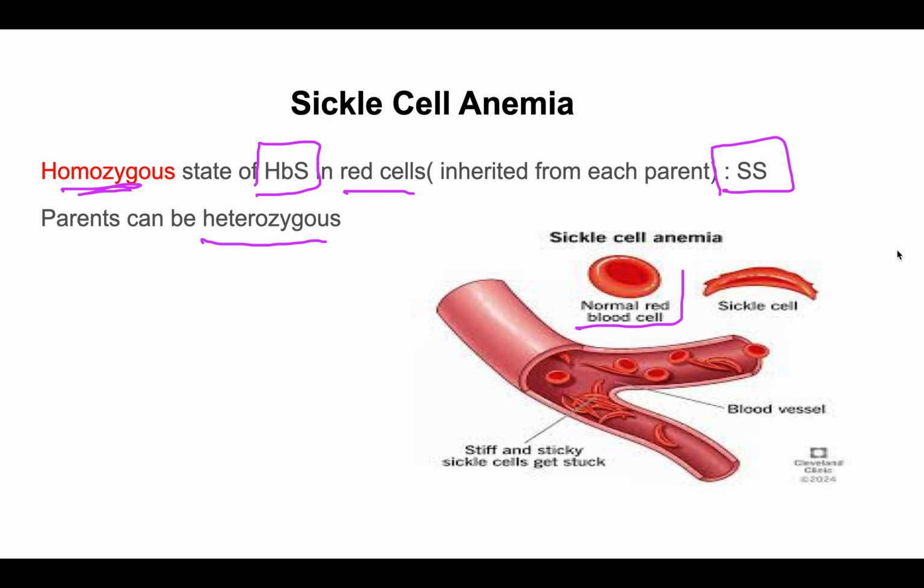Also you can see over here, this is the normal red cell and this is a sickle cell. The sickle cell has pointed ends, like a sickle. Whenever these cells pass through the blood vessel, they are rigid, not flexible. Also they have increased adhesion molecules over them, because of which they can cause blockage of the vessels.